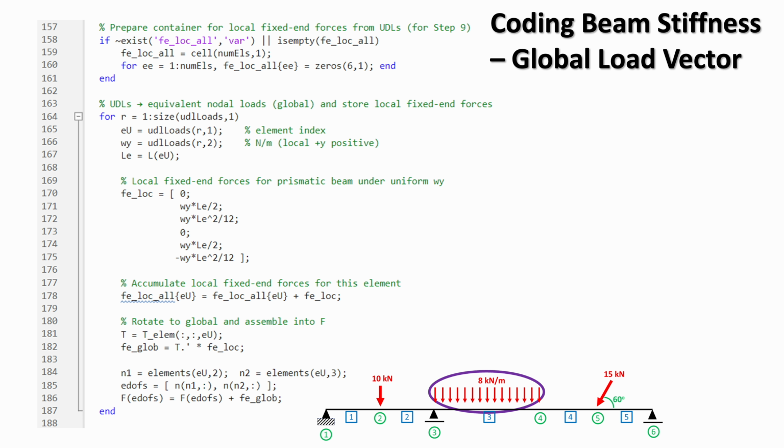Next, we rotate this local force vector into global coordinates using the same transformation matrix as before. And finally, we add these contributions into the global load vector at the appropriate degrees of freedom. At this point, the global load vector contains both the nodal loads and the equivalent forces from the distributed load, so the full loading is now expressed in global form.